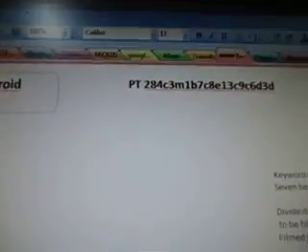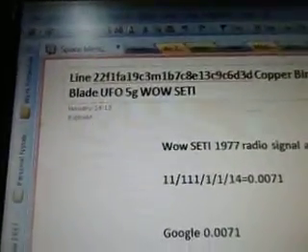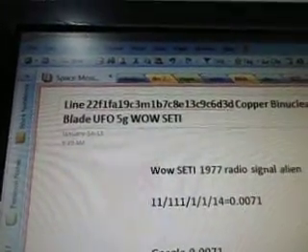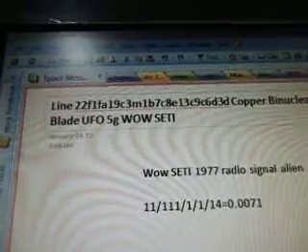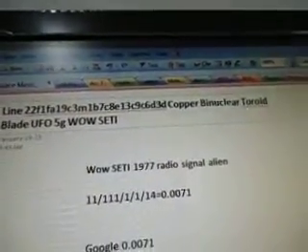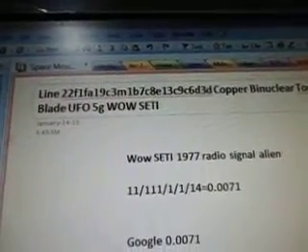Okay, part 284C3M1b7C8E13C9C6D3D. Line 22f1fa19c3m1b7c8e13c9c6d3d. Copper binuclear toroid blade, UFO 5G Wow Seti.